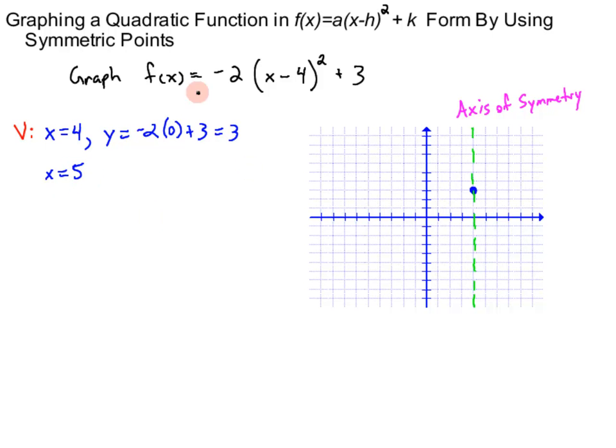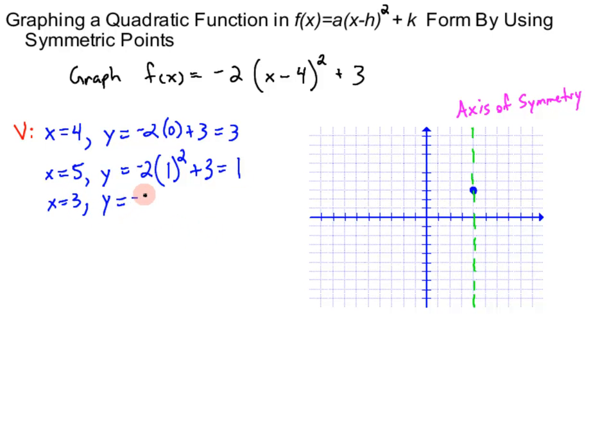Now since 5 is 1 unit to the right of the number 4, its symmetric point will be 1 unit to the left of 4. So I also want to choose the x value of 3. Let's see what happens if we choose those two values. If x is 5, y would be negative 2 times, well, 5 minus 4 is 1, so you end up with 1 squared plus 3. Negative 2 times 1 squared is negative 2, plus 3 is 1. So let's see what happens if I plug in 3.